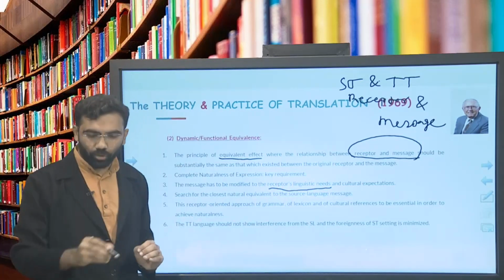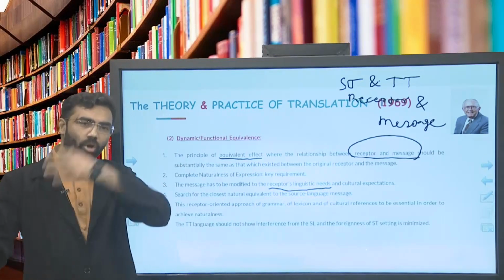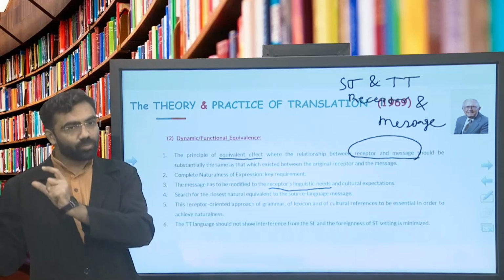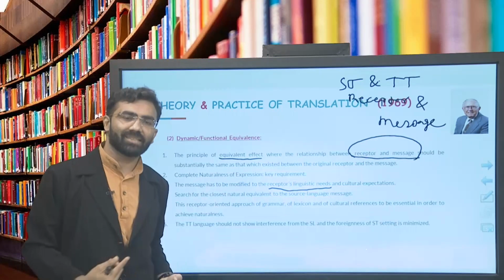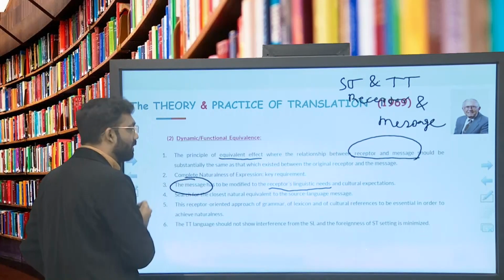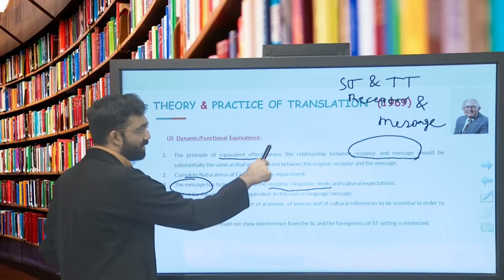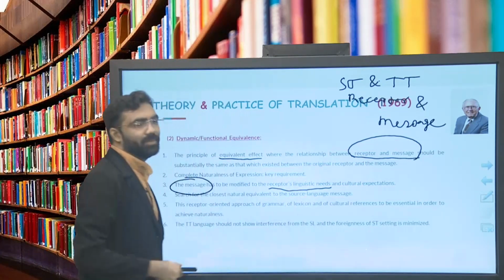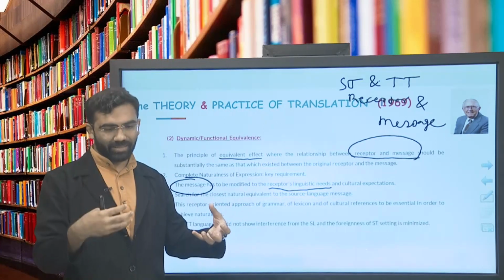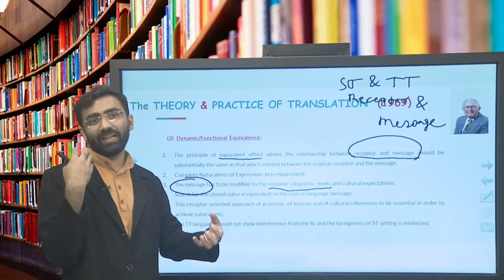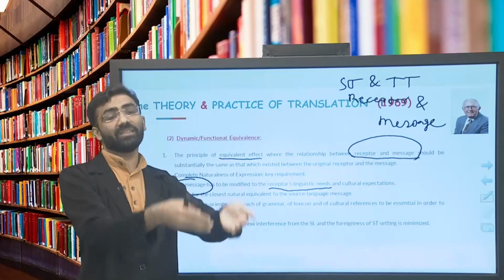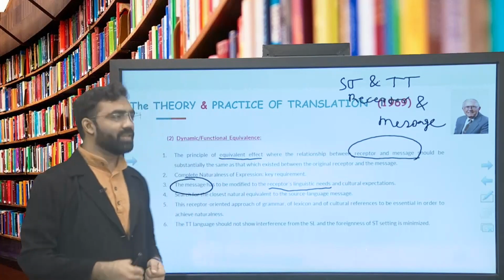You will not write so many footnotes for it. You will find alternate words which are there in your language. Though words would not be the focus, the meaning that is conveyed would be the focus for you. The message, as I said, the meaning has to be modified to the receptor's linguistic needs and cultural expectations. You will try to find equivalent idioms. You will try to find equivalent sayings that would be available to your audience, which they would be familiar with, which they would find natural.